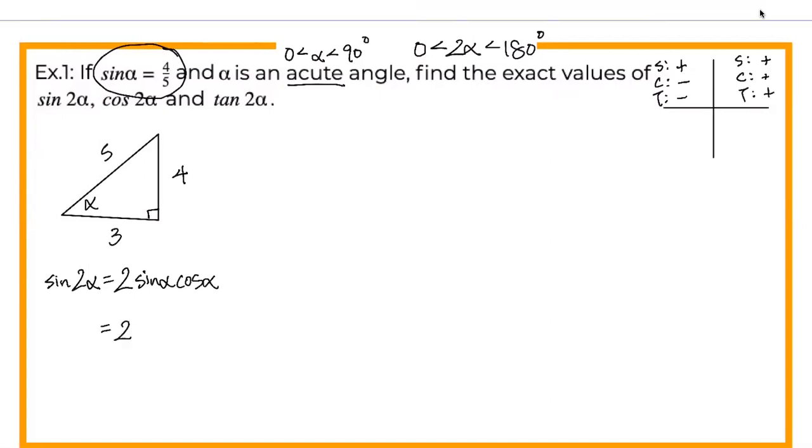And everywhere I see sine, I can put 4/5. And what do I put where I see cosine? 3/5. 3/5, good, because it's the adjacent over the hypotenuse. And then you just multiply all the tops, multiply all the bottoms. So we will get 24 on the top and 25 on the bottom. And that is what sine 2 alpha equals. And it should be positive because according to our chart, we knew that sine was going to be positive no matter what.